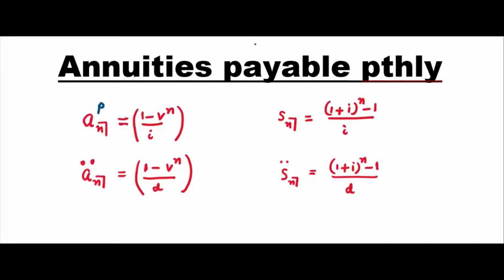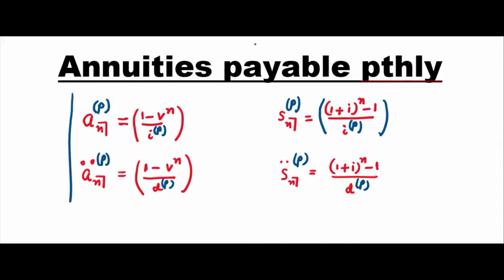So you just write a p here and the formula will change to this. Remember, this is a ready-made formula. You write a p here and p here. This is the next one. You write a p here and then p here. You write a p here, then p here. So these are the four pthly payable annuities.